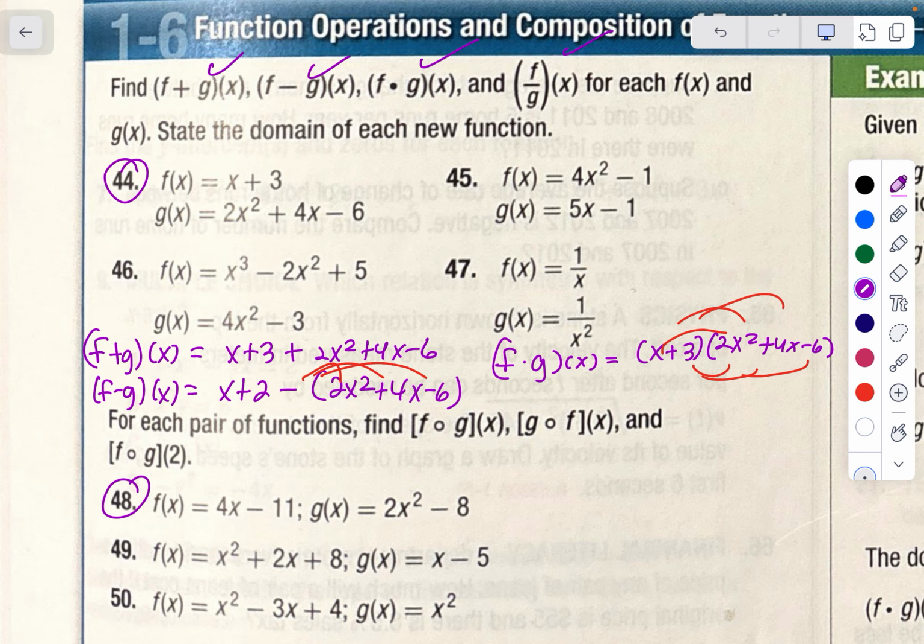To divide them is probably one of the easiest ones because you can't do much of anything. You just write the f function on the top. You write the g function in the bottom and then be done with it. Just stop, okay? So for adding, subtracting, multiplying, and dividing, the weirdest ones to me, subtraction, make sure you put the second function in parentheses. Multiplication, make sure that you distribute, okay?